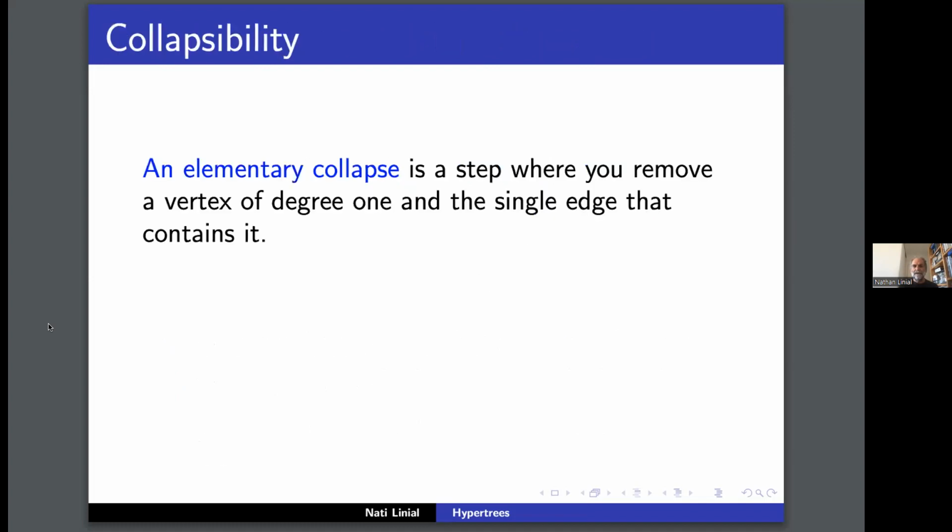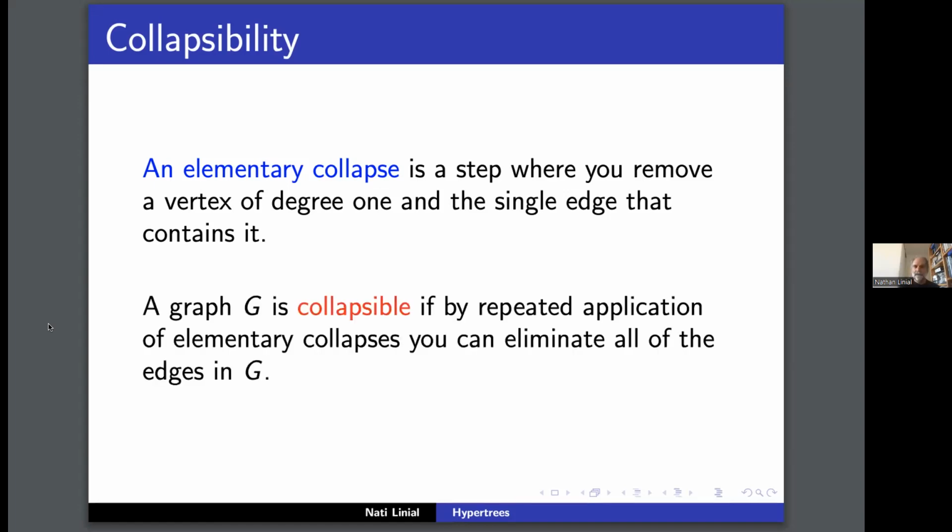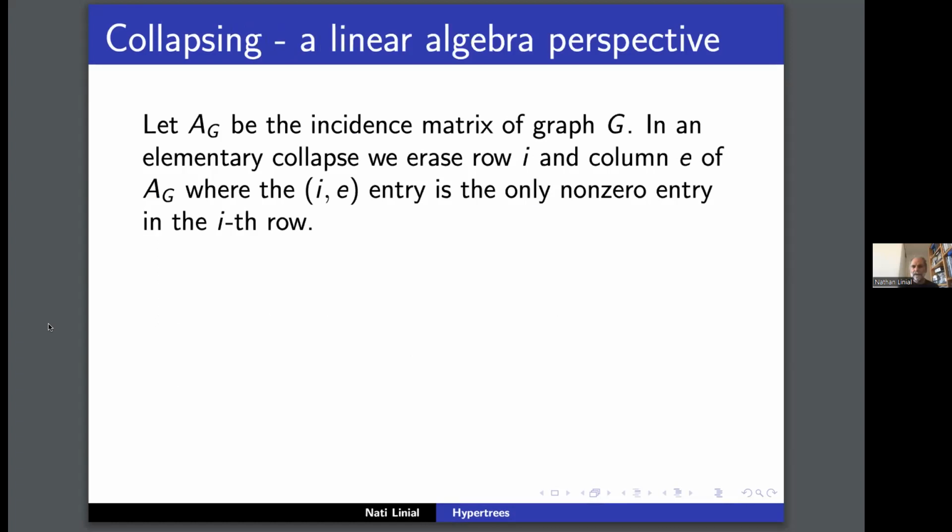So now I want to speak about the third item in this theorem, about collapsibility. An elementary collapse in a graph is the operation where you remove a vertex of degree 1 and the single edge that contains it. So a graph is collapsible if by repeatedly doing this, you eliminate all the edges. And it's a very easy thing. Now I'm not proving, I'm just talking to you intuitively. You can see quite easily that the graph is collapsible if and only if it's a forest, and therefore you see that this is equivalent.